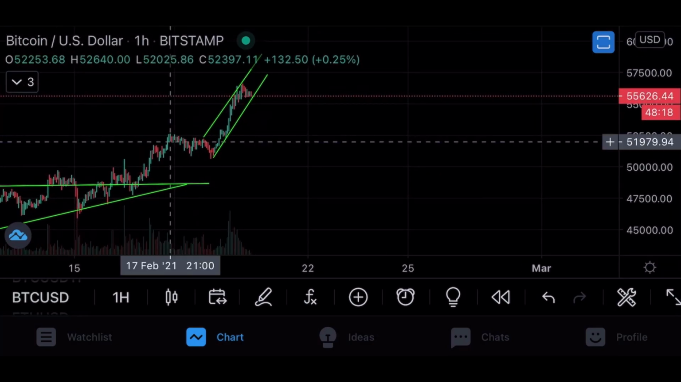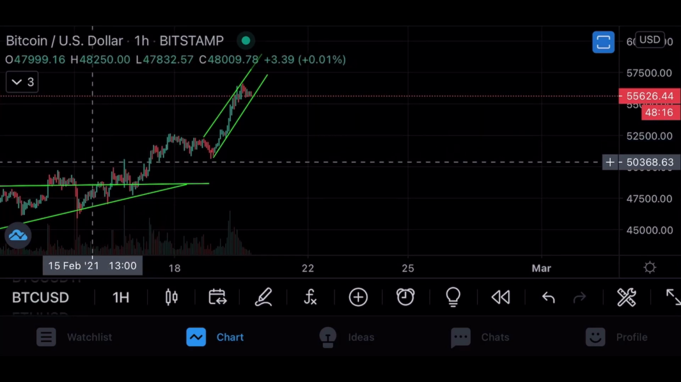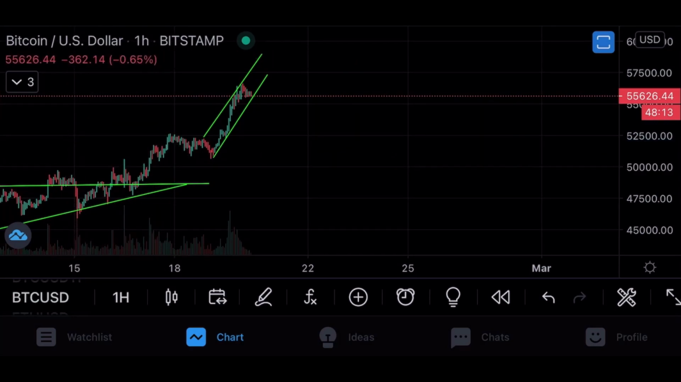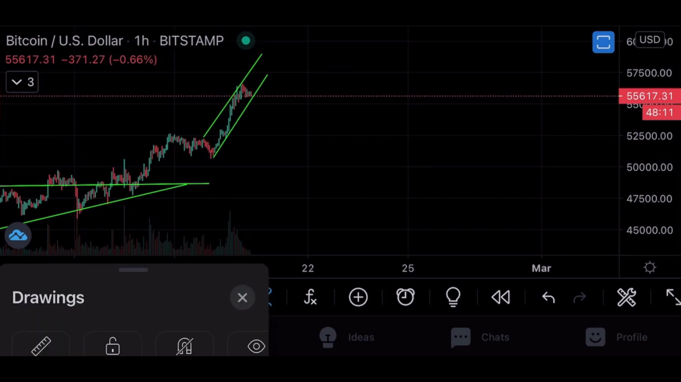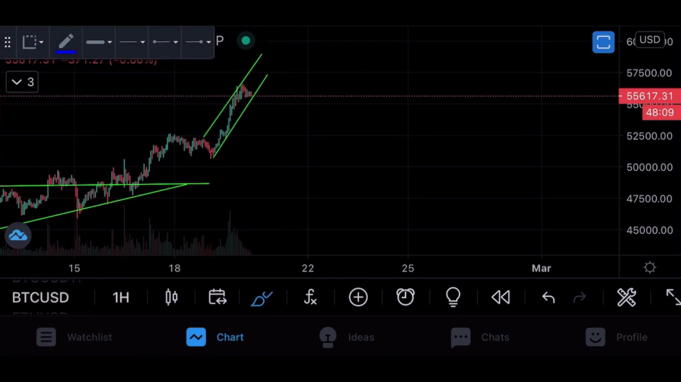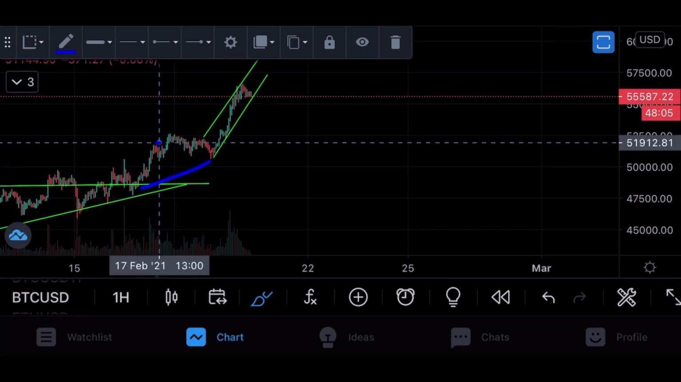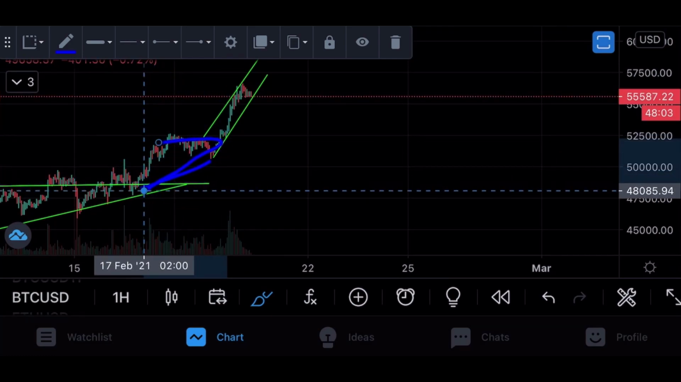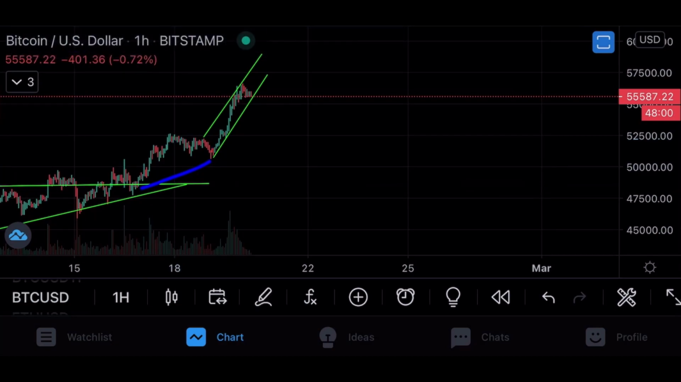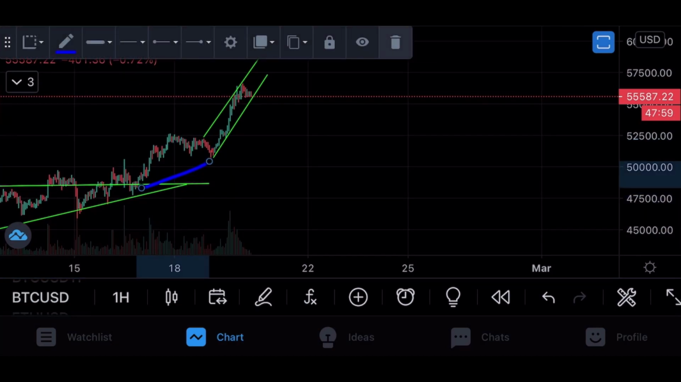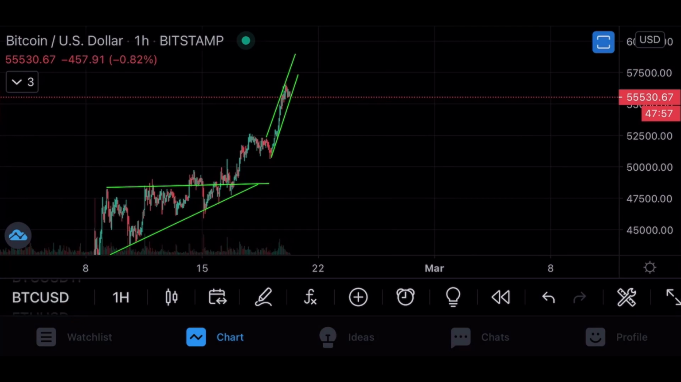Once we broke past that $50,000 level, it was just kind of madness. We had a little bit of consolidation right here, you could say. Maybe that was another little ascending triangle you could have drawn. But in my opinion, that was just how we were moving out of this pattern. So now we are in a rising wedge.